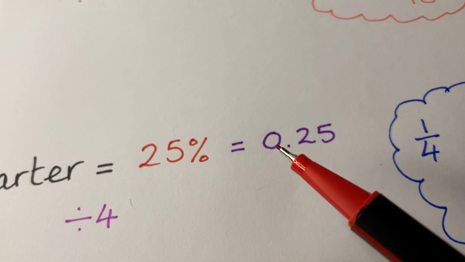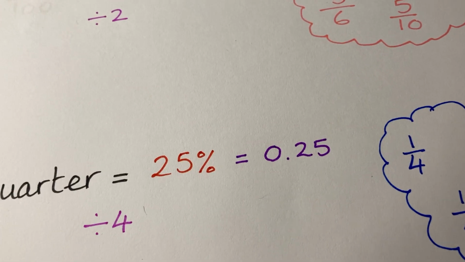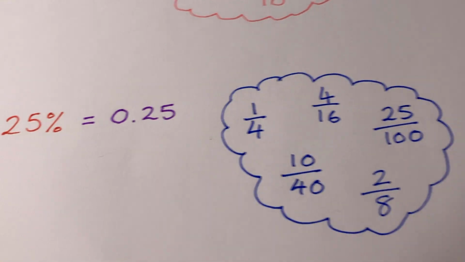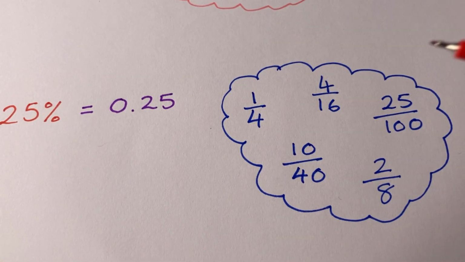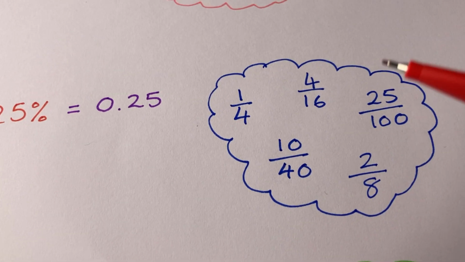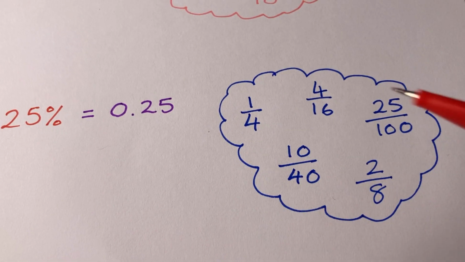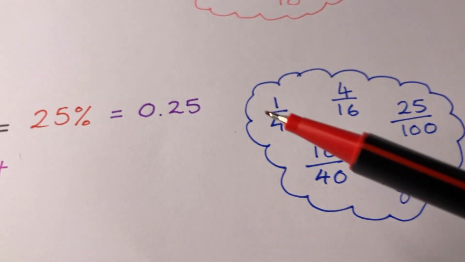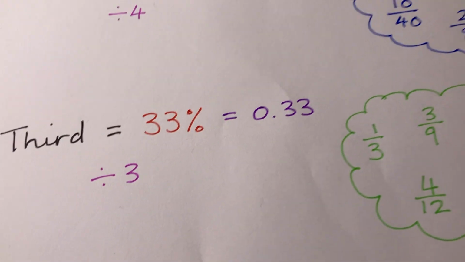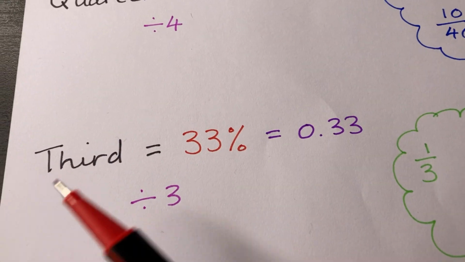As a decimal, it looks like 0.25. And these are some of the fractions that are equivalent to 25%. So you've got 1/4, you've got 4/16, you've got 10/40, you've got 2/8, you've got 25/100. All of these are equivalent fractions. They are the same as 1/4, and 1/4 is the same as 25%. Okay. Let's move on to a third.